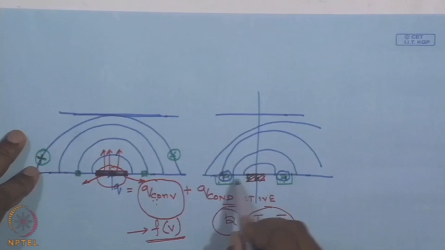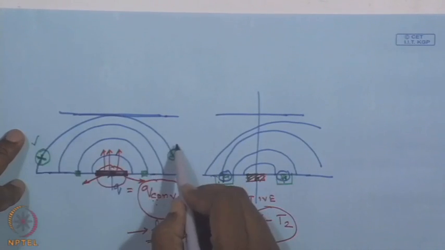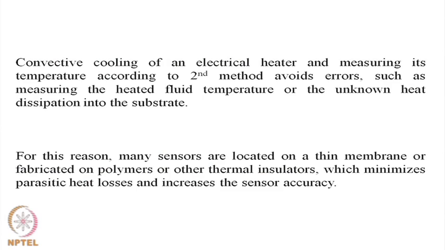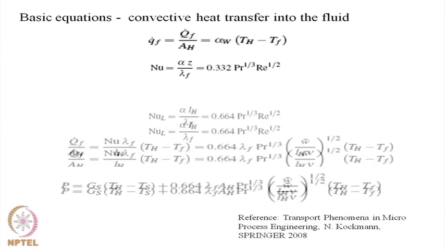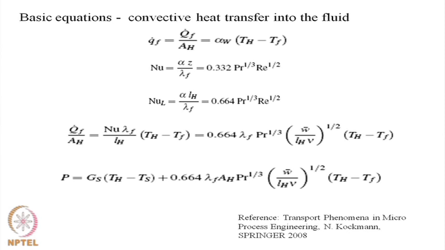So, it's a much better method to measure the temperature of the solid compared to the temperature of the fluid. As a result, most of the sensors that we see are located on a membrane, and this minimizes the parasitic heat losses and increases the sensor accuracy. So, these are some of the basic equations which are given in any textbook, and here I am referring to the textbook by Kohlman, Transport Phenomena in Microprocess Engineering. I have collected the equations from there.